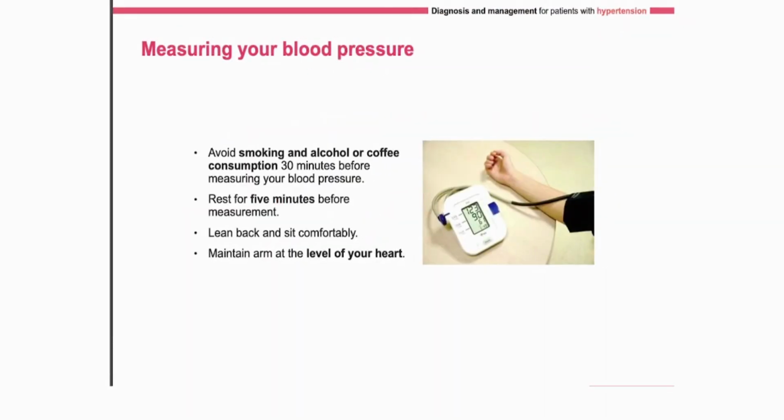Measuring your blood pressure. Before measuring your blood pressure, try to sit comfortably without drinking coffee, alcohol, or smoking for at least 30 minutes. Caffeine, alcohol, and nicotine can cause adrenaline secretions which raise your blood pressure and pulse rate. Lean back and rest for 5 minutes before measuring your blood pressure. Caffeine, alcohol, and nicotine can activate the sympathetic nervous system, causing adrenaline secretion. This causes vascular contraction, higher pulse rate, and increased blood pressure.